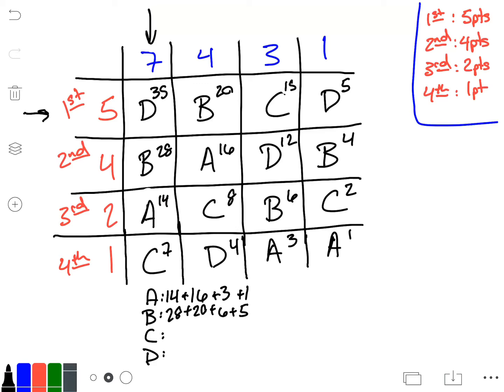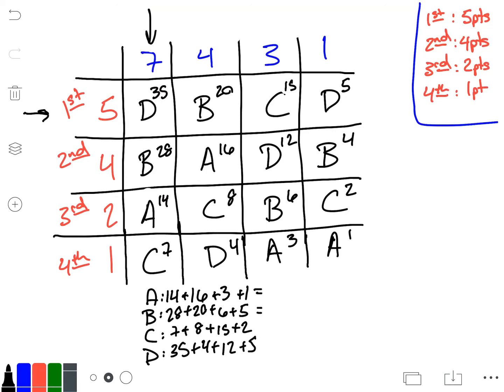For C, there's 7 points in the first column. There are 8 in the next column. There were 15 in the next column and 2 in the final column. For D, we're again just grouping them up. So 35 plus 4 plus 12 plus 5.